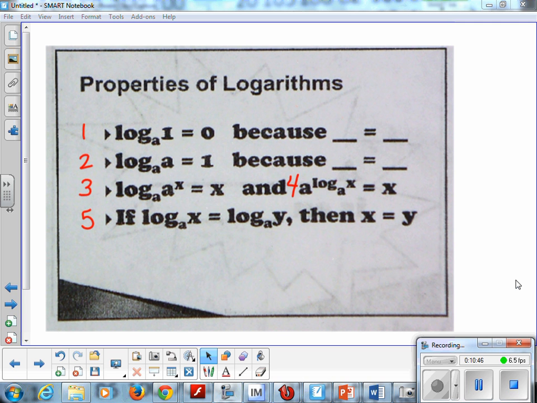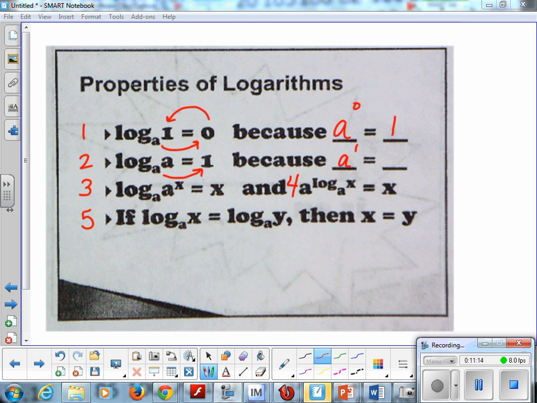For the last slide, we want to talk about the properties of logarithms. Log base a of 1 is equal to 0 because what is a to the 0 power? Any number raised to the 0 is always 1. The second property is log base a of a is always equal to 1 because what's a to the power of 1? Any number raised to the power of 1 is always itself. You're going to put a.